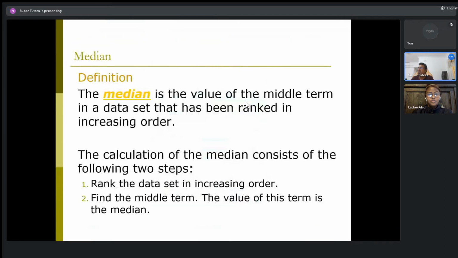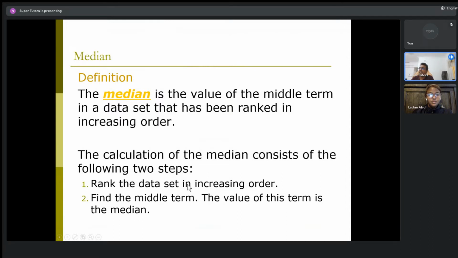Okay, now we come to the second kind of metric, which is referred to as median. Now this might be new to you if you don't have a background in mathematics, but it's fairly straightforward, I assure you. It is basically the value of the middle term in a data set, which is ranked in increasing order, right? So how do we find the median? Two simple steps we have highlighted on the slide.